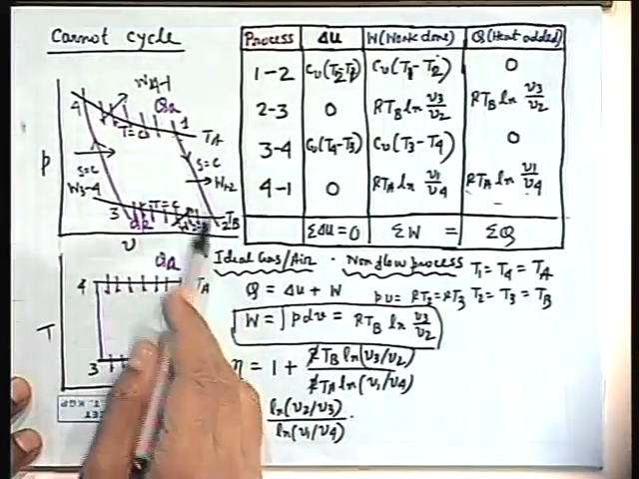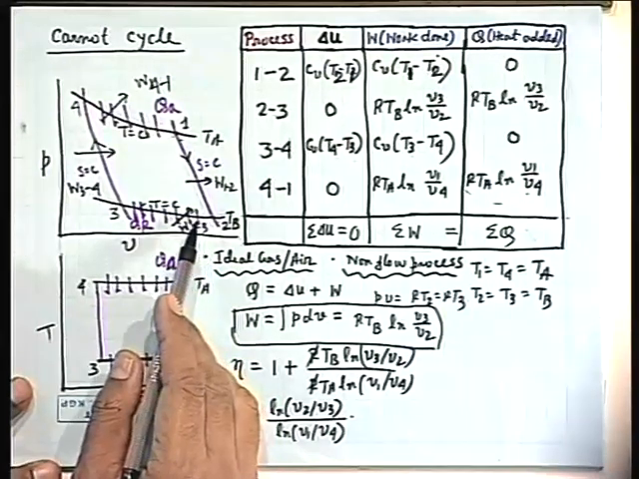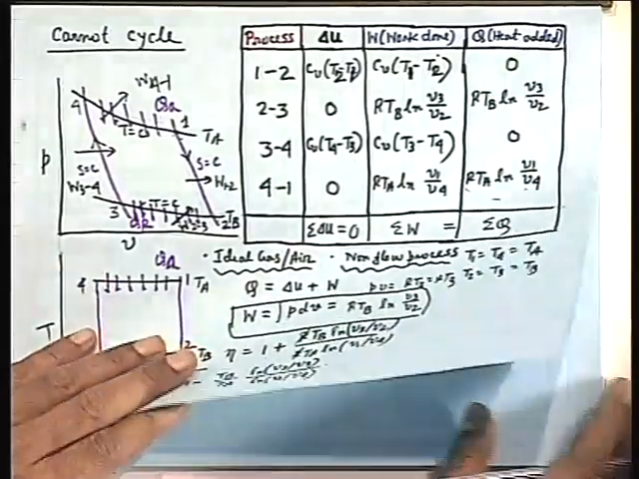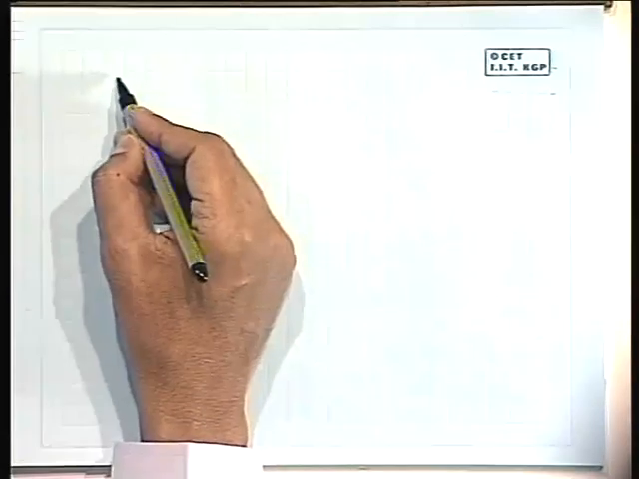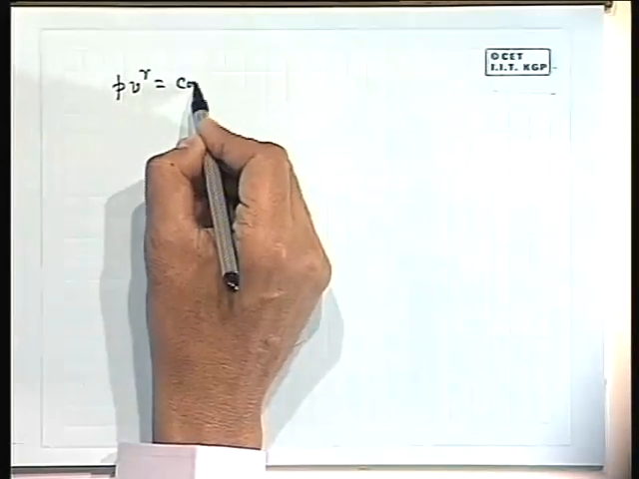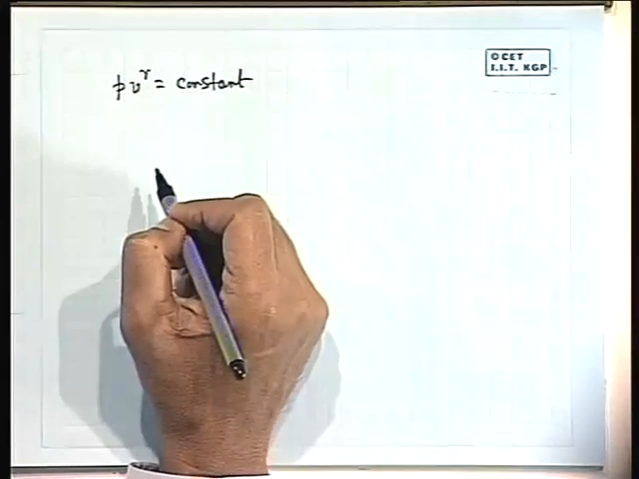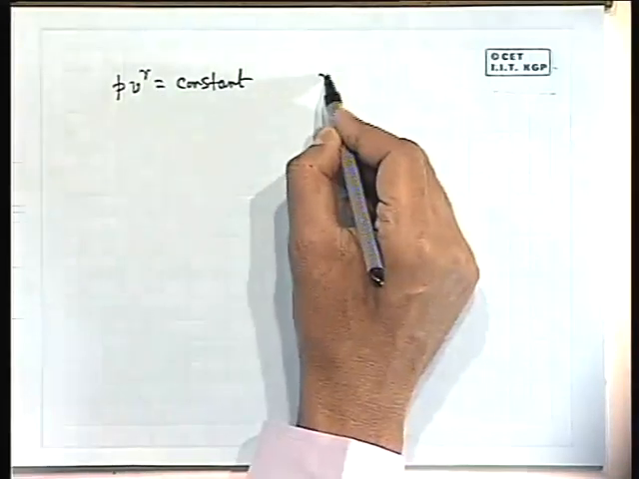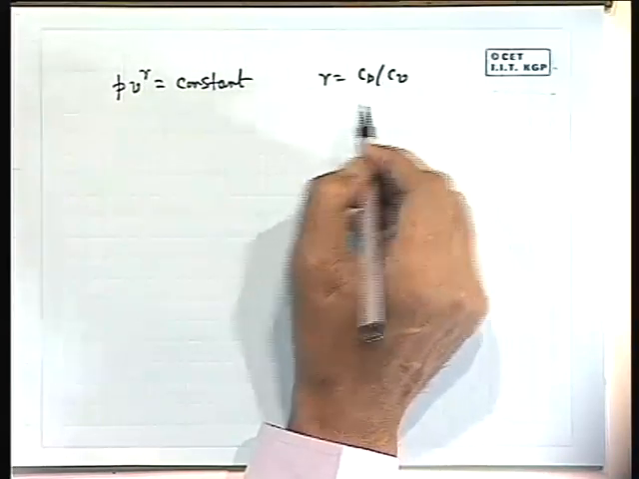Now for this isentropic expansion process 1, 2, what can we write? Before writing this, I just tell you that these equations will be very important for an isentropic process. PV to the power gamma is equal to constant. That we know for an isentropic process performed by an ideal gas, where gamma is Cp by Cv. This is a very important relation. This will never be given in the examination.